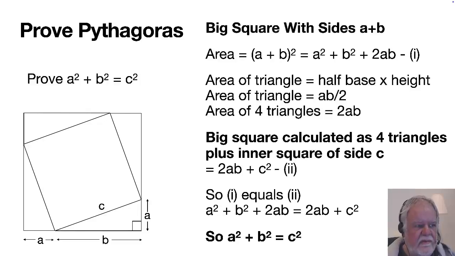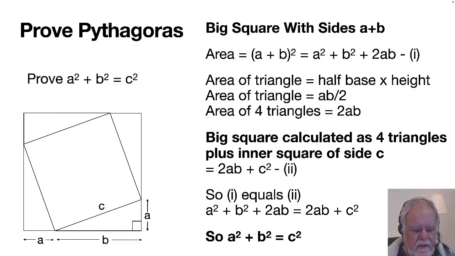Now the area of any triangle is half the base times the height. So the area of one of those triangles is a times b over 2. B is the base, a is the height, over 2, area of the triangle. But we got 4 of them. So to sum the area of all 4 triangles, it's just 2ab, because we've multiplied ab over 2 by 4.